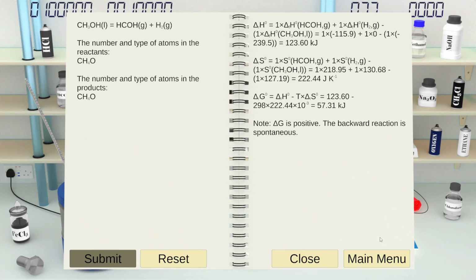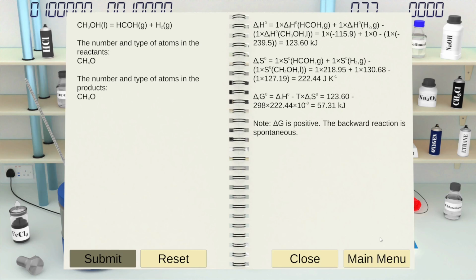The combination of delta H and delta S at 298 Kelvin gives a Gibbs free energy change of plus 57 kilojoules. This means that at 298 Kelvin, the conversion of methanol into formaldehyde and hydrogen is non-spontaneous. It also means that the backward reaction, hydrogenation of formaldehyde, is spontaneous.